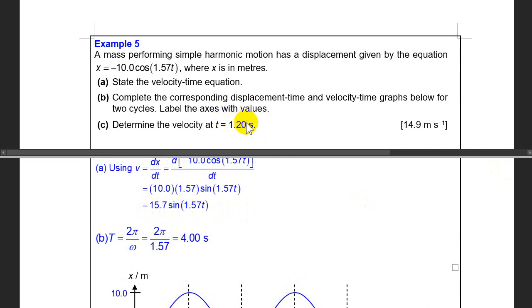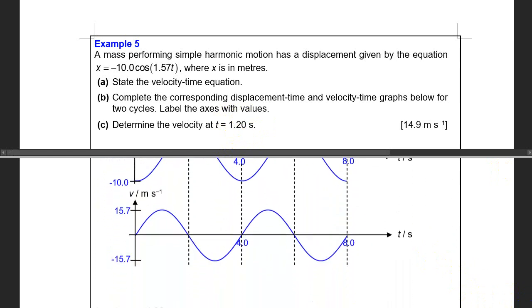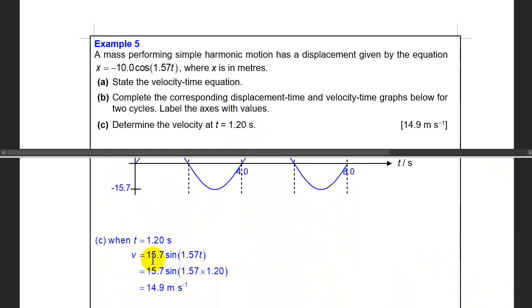So we just have to substitute 1.20 in here, and be careful, this must be in radian mode. When you use the calculator, you must switch it to radian mode. So when you do that, 15.7 sine of 1.57 times 1.20 in radian mode, then you get 14.9 meters per second. Okay, so that's example 5.